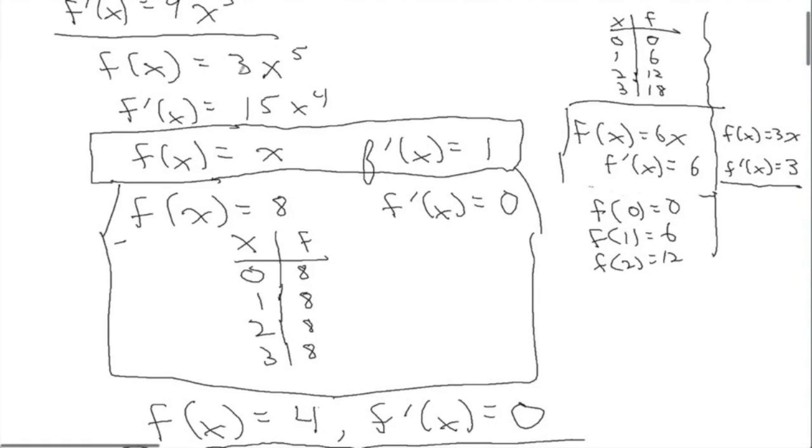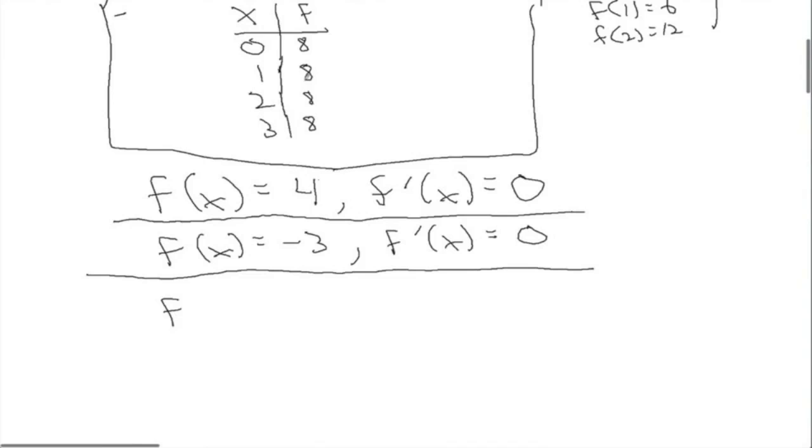Going back to this example here, was this a constant or a variable? Constant. How about this? Variable. How about this? Constant. Good. There were a couple of examples on the website like this. What would the derivative be here?